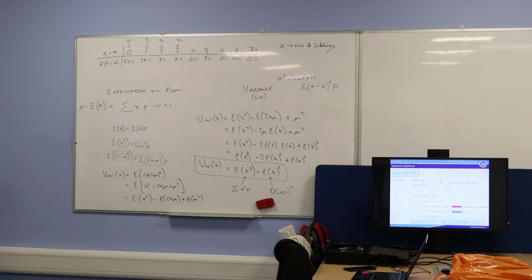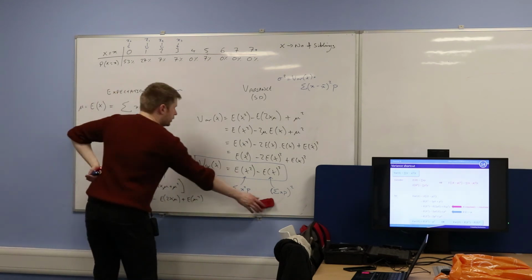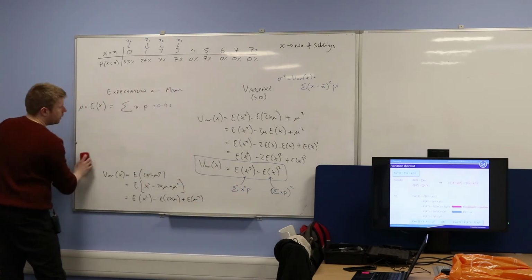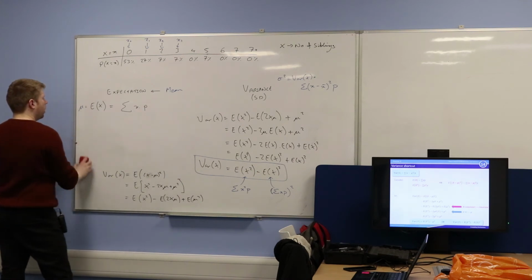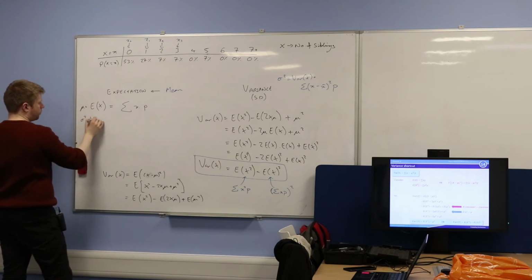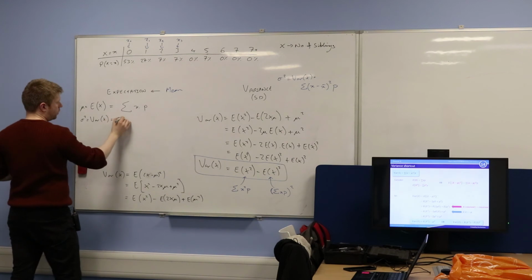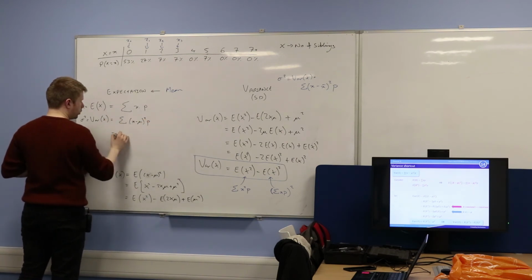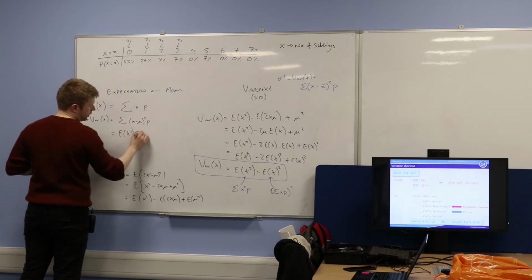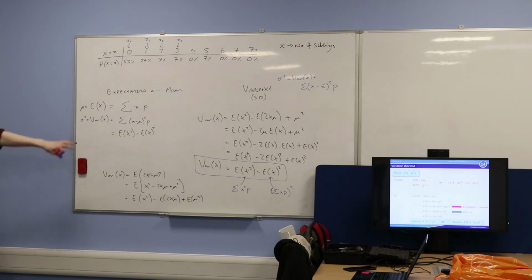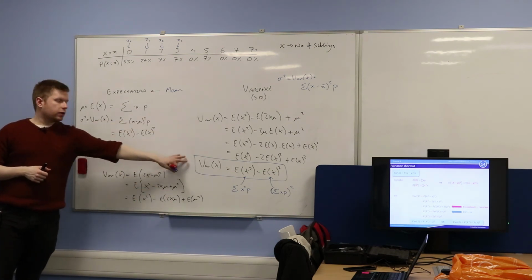Good news for you is the only formulas you need to know are this one, the expectation, and the variance. So you can either use the sum of x minus mu all squared times p, or you can use our newfound formula, which is the expectation of x squared minus the expectation of x all squared. So if you didn't follow any of that, all you need to know is the result.